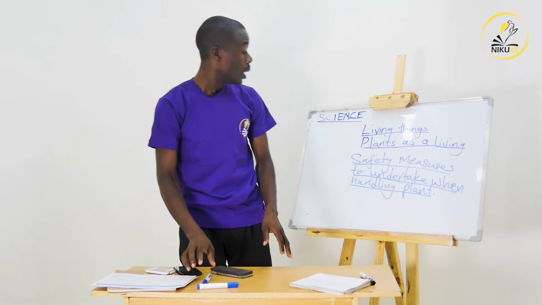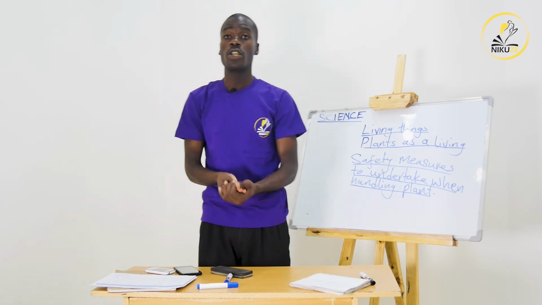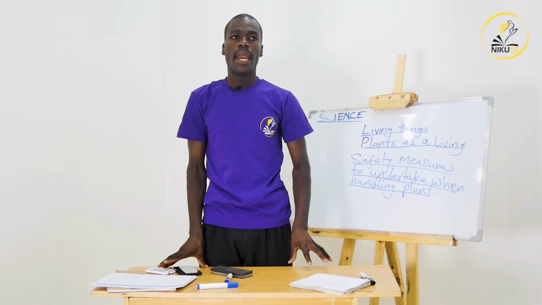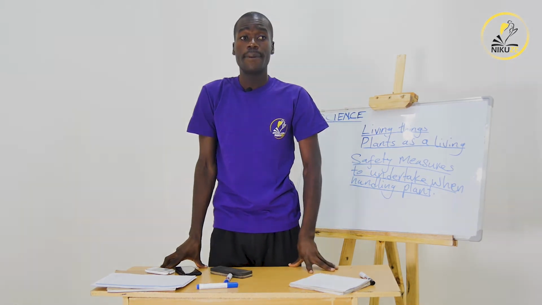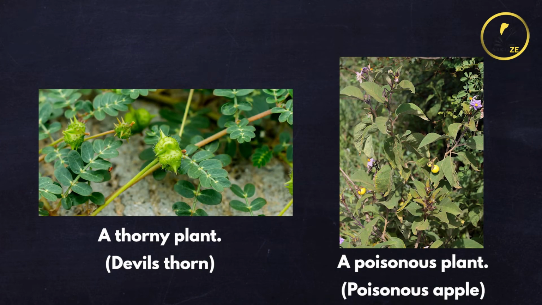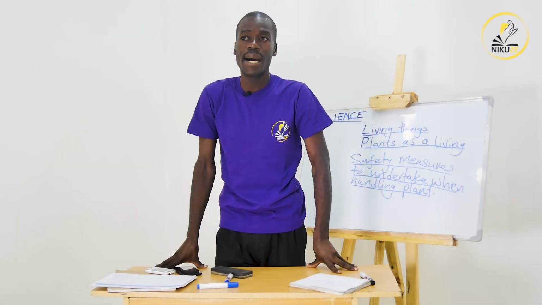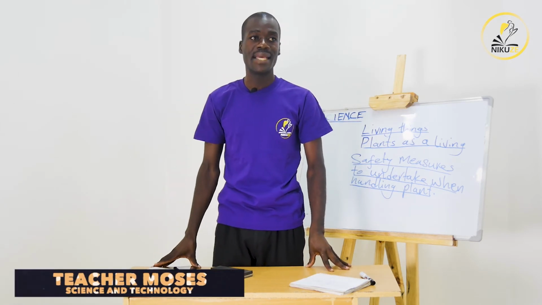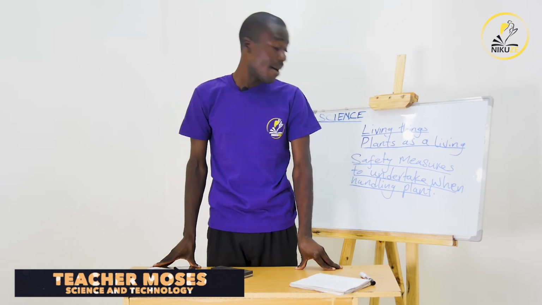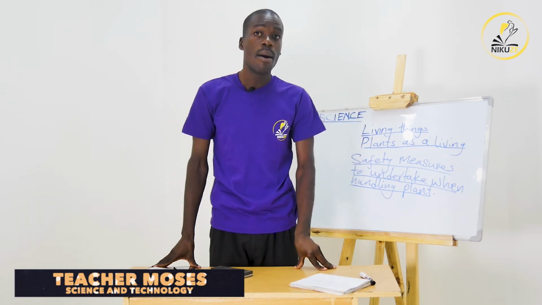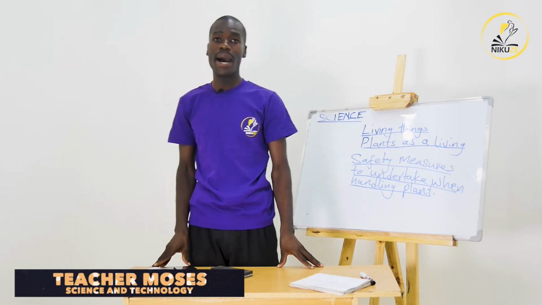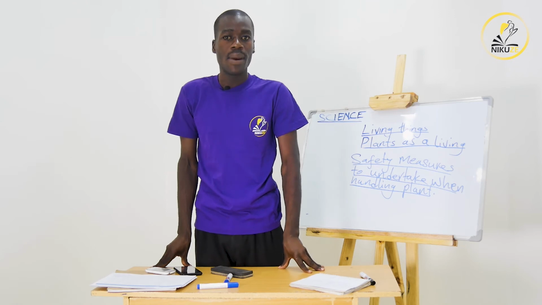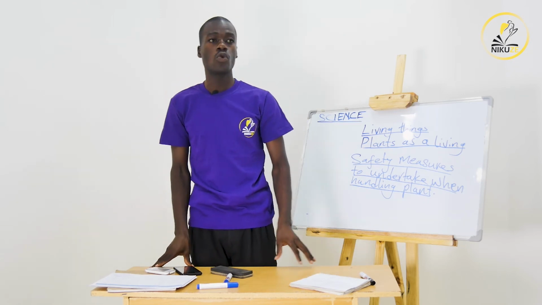We as human beings, we know that we carry out what is called farming. Some plants are thorny, others have a choking effect, others are very poisonous. Therefore, while we are working in the farm, we need to take precaution. We need to protect ourselves so that we are not harmed by these plants. So as we are working in the farm where we have grown our plants, what are we supposed to observe?